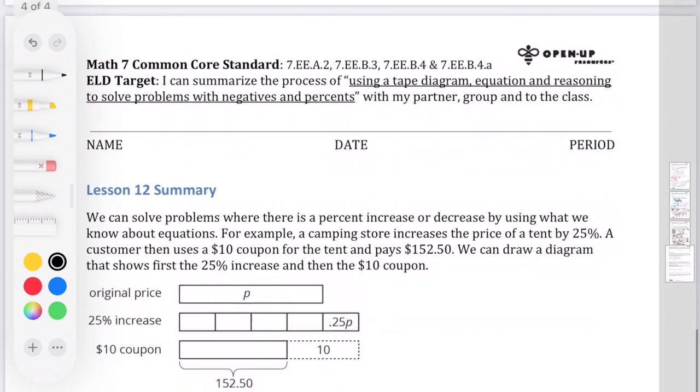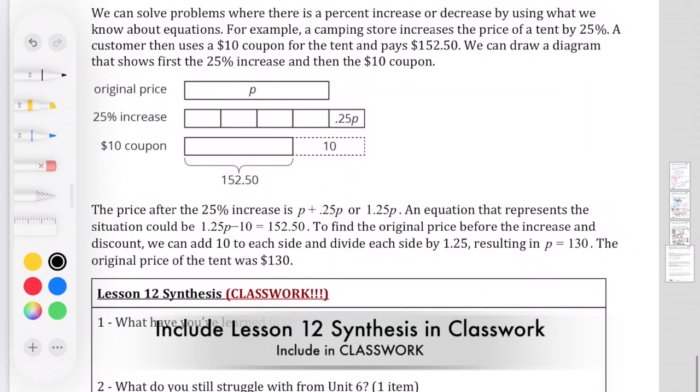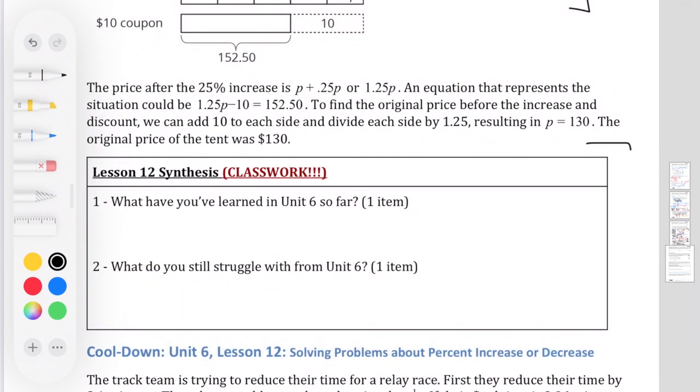So as we finish up this lesson, we're at our lesson 12 synthesis. Read through the summary first up here, and then this is going back into your classwork, and this will be part of your classwork grade. What have you learned so far in Unit 6? And then what do you still struggle with from Unit 6?